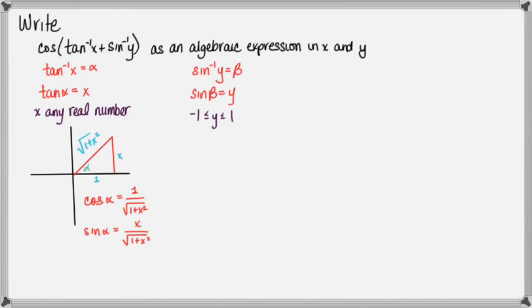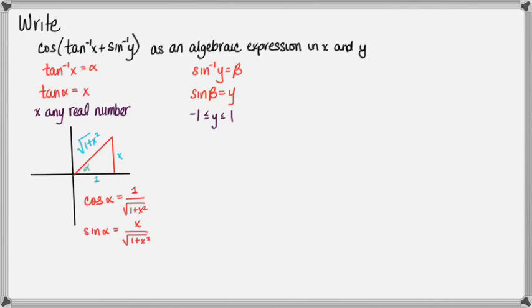For tangent, we have to build out the triangle. We have to go back to that unit circle approach to looking at this. If tan alpha is x, that means x is the opposite side and 1 is the adjacent side. Using the Pythagorean theorem, we get root 1 plus x squared for our hypotenuse. Cosine, adjacent over hypotenuse. Sine, opposite over hypotenuse. 1 over root 1 plus x squared, x over root 1 plus x squared.